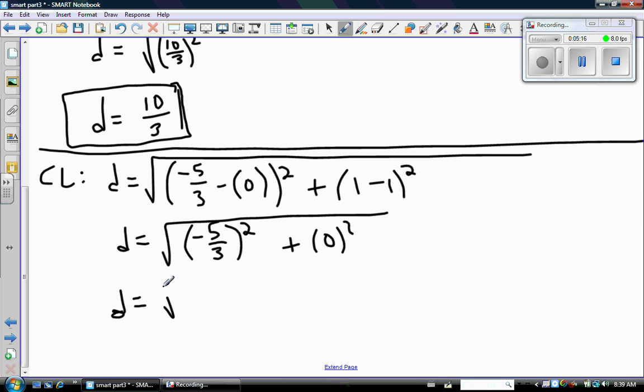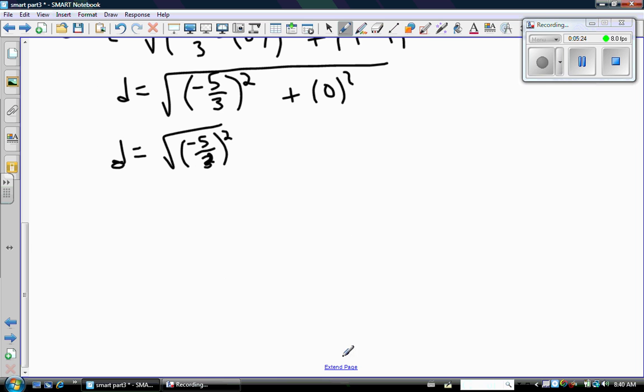So kind of like above, I'm left with the square root of something that I'm squaring. Oops, that's a 3. So, as we discussed above, square rooting and then squaring are kind of redundant operations.